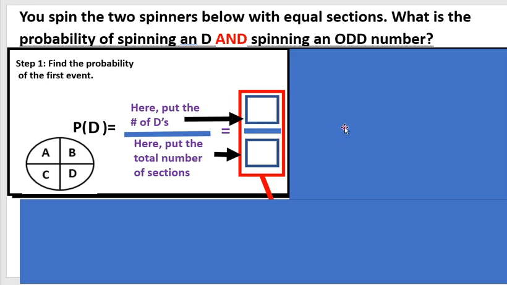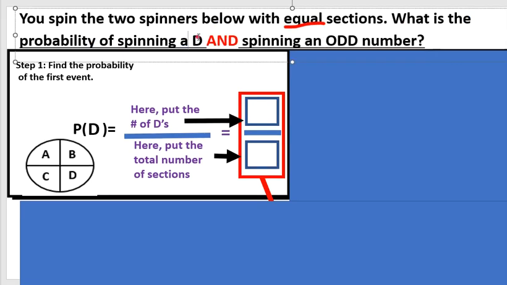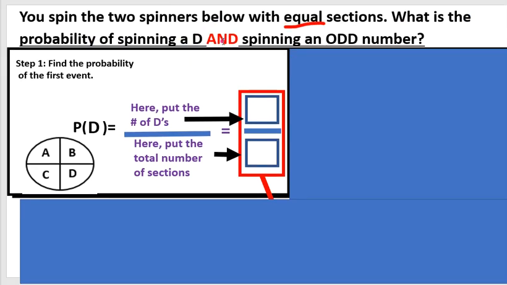So I have covered up the steps, and we're just going to focus now on the first step. And we're going to read the problem. The problem says you spin the two spinners below, so we can't see the second spinner, but that's okay. The spinners have equal sections. What is the probability of spinning a D? So it should say A, D, not N. And spinning an odd number.